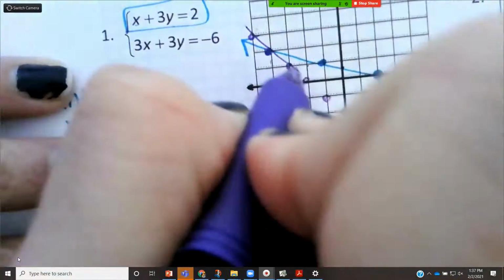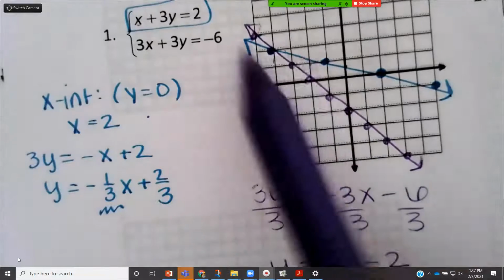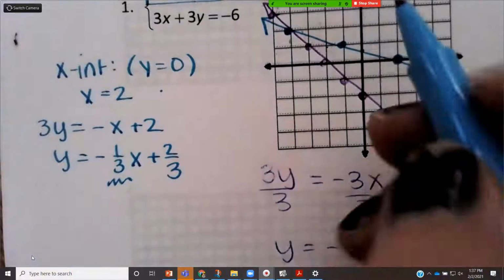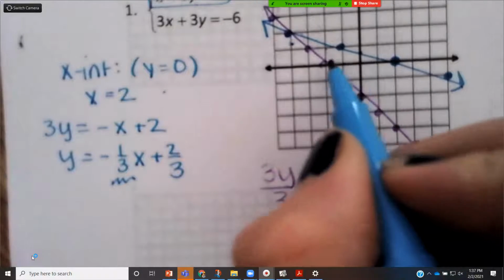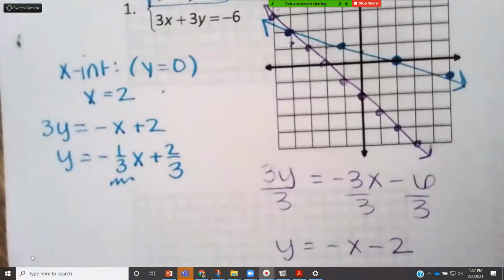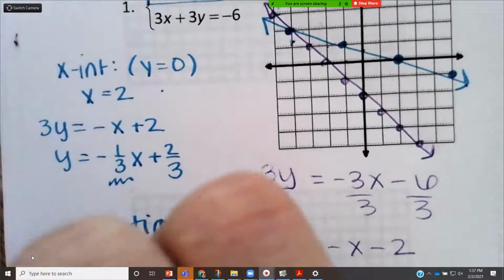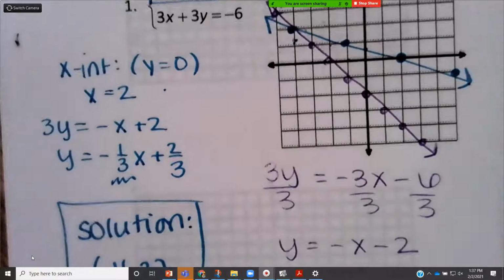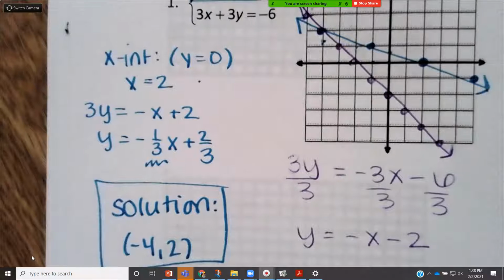Connecting those points, I see that in fact these two graphs intersect each other. That tells me I have intersecting lines, which is an independent system. My solution is that point of intersection, which is (-4, 2).